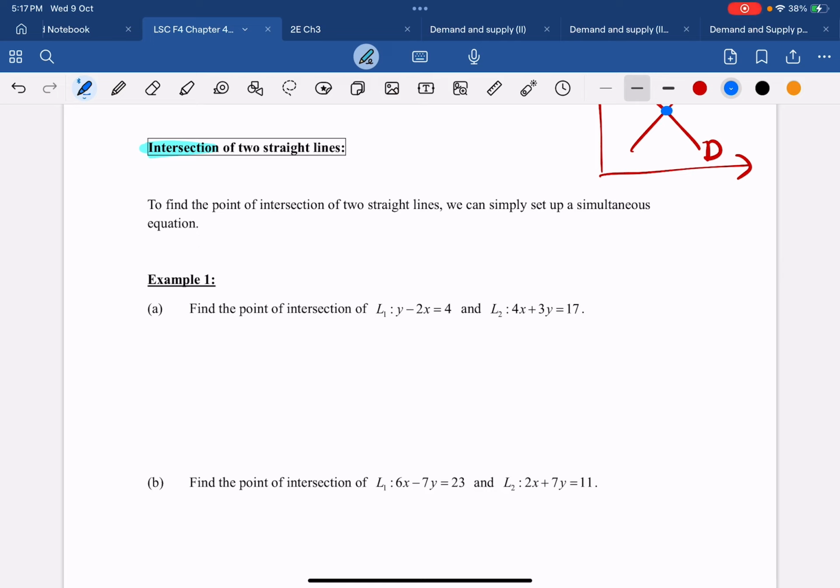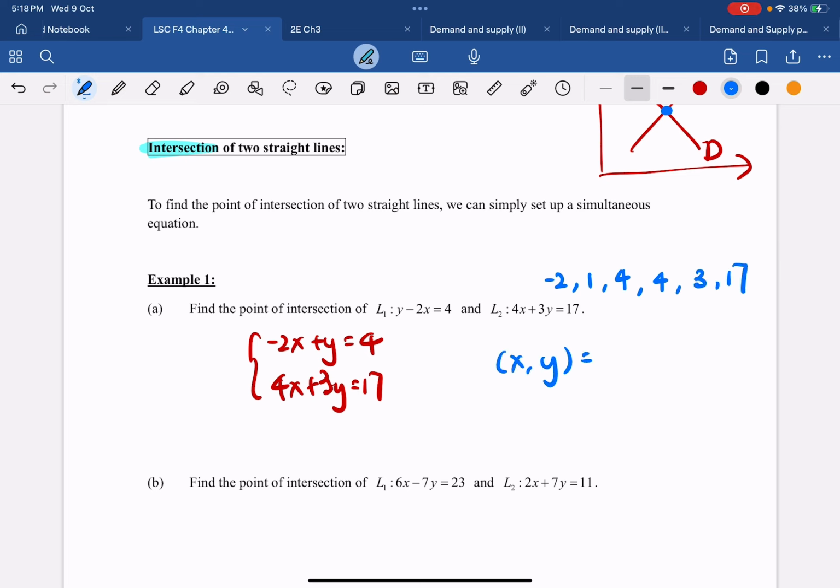So we can rearrange the terms into negative 2x plus y equals 4 and then 4x plus 3y equals 17. So what should we enter for the calculator? We enter negative 2, and then 1 because 1y, and then 4, and then 4 because 4x, and then 3, and then 17. So it will give you x is 1 over 2, and then y is 5. So the point of intersection is 1 over 2 and 5.